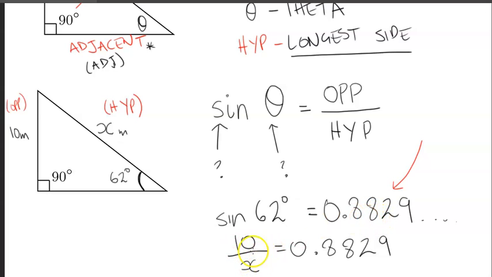How do we figure out what this number is? If that's the case, all we need to do is swap the x with the 0.8829. And all we have to work out on our calculator, if I put it to the side here, is 10 divided by 0.8829. This will be equal to x.